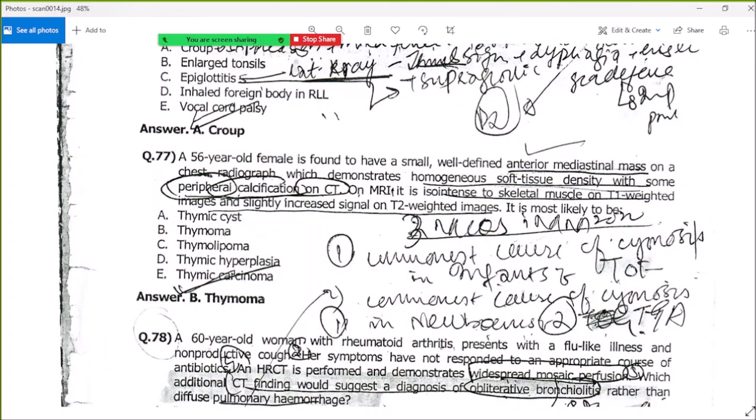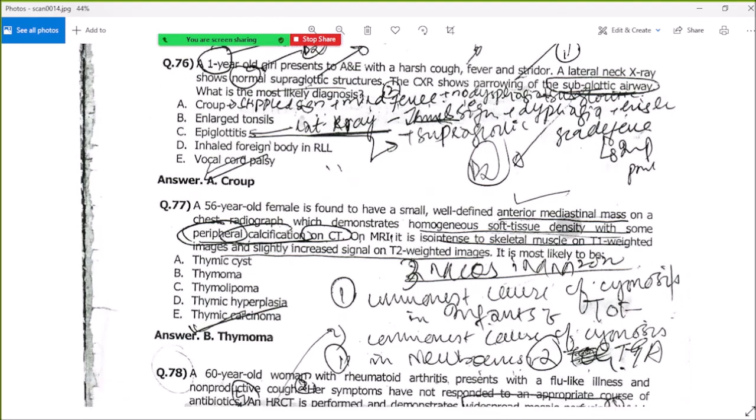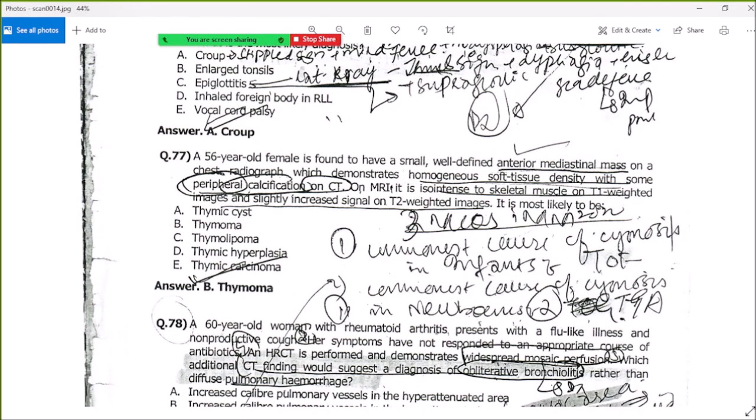Question 77. A 66-year-old female is found to have a small, well-defined anterior mass on this radiograph which demonstrates homogeneous soft tissue density with some variable calcium on CT. On MRI, it is isointense to skeletal muscle. On T1-weighted image it has slightly increased signal. On T2-weighted image, most likely diagnosis is thymoma. Isointense to skeletal muscle is diagnosed as thymoma.